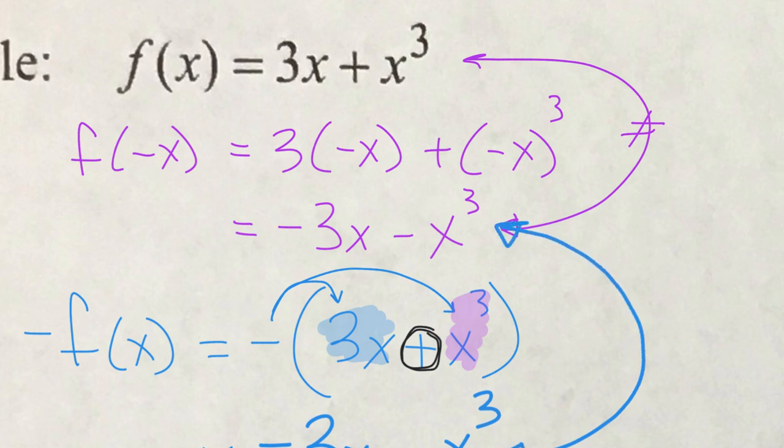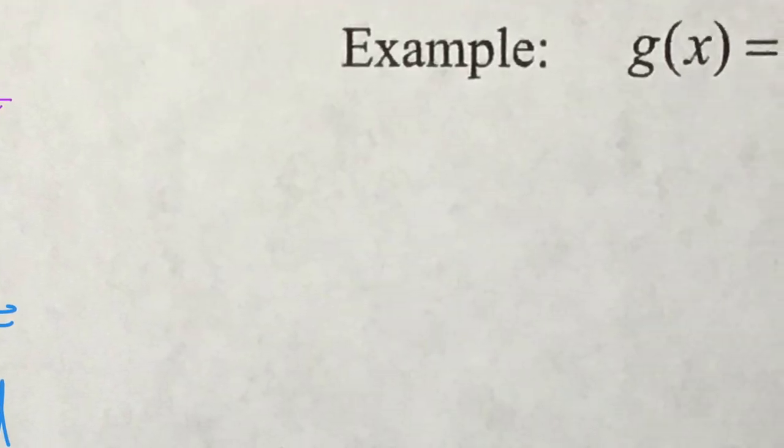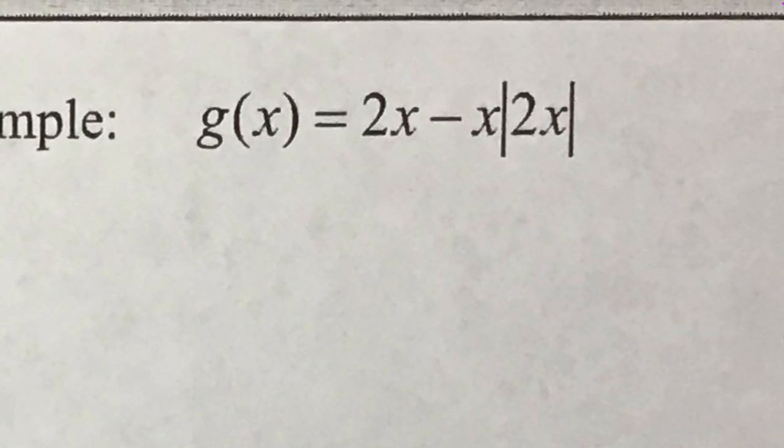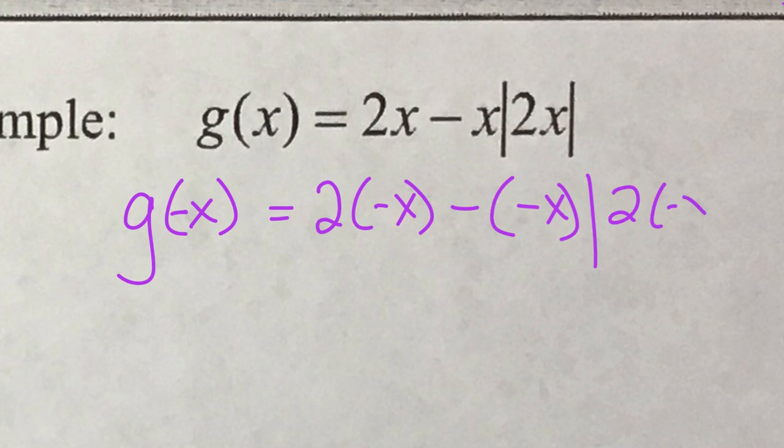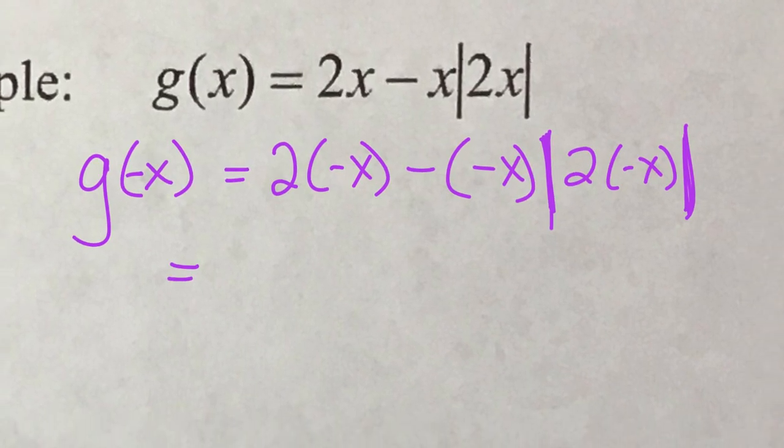What do you notice about the purple equation and the blue equation? That these are equal. This means that we have an odd function. So this is your analyzing: we are analyzing this equation by replacing x with negative x and then making the entire thing negative. Let's try another one. Replace x with negative x. We have a couple of x's here, so we're going to replace all of them with negative x.